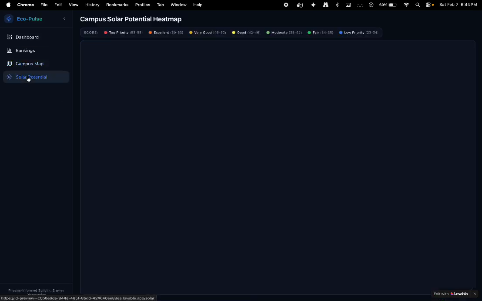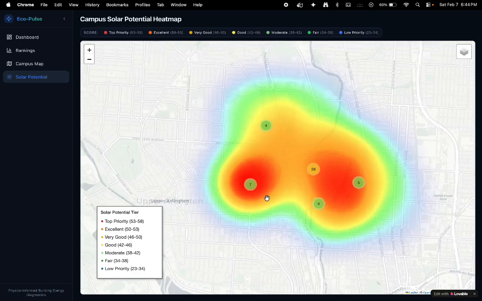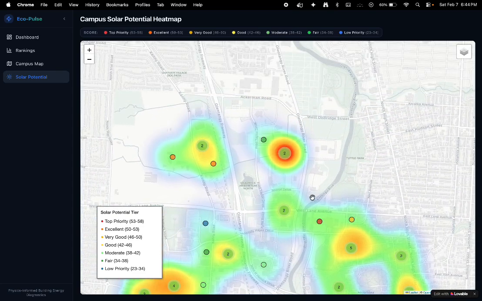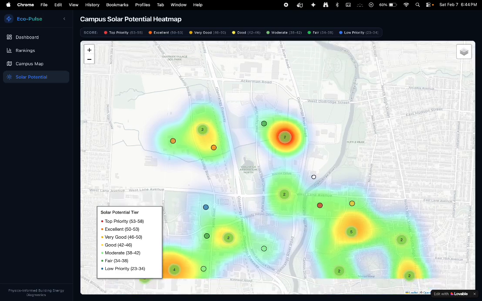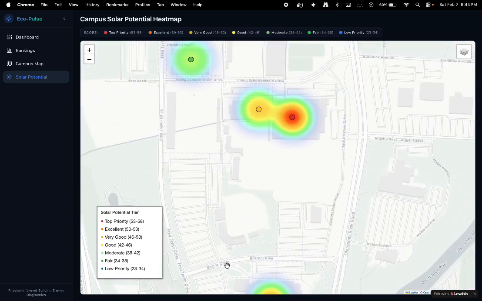In addition to that, we also have the solar potential heat map here, and it basically just shows you what buildings around the area have high solar potential, which is based on that calculated metric using those 4 parameters. We can go over here, and the higher color, the red, we have this solar potential tier list here, and Woody Hayes Athletic Center has a great roof that would be optimal for putting solar panels and energy.